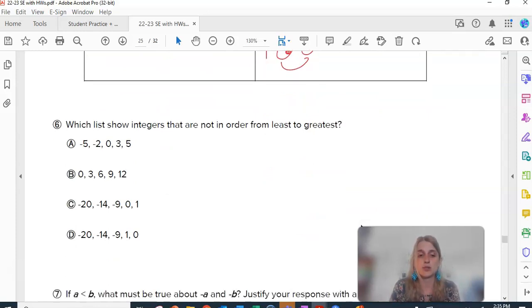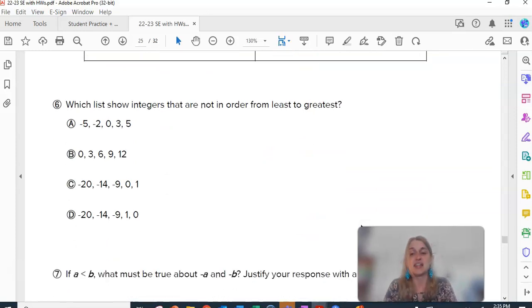Last one. Ooh, it's a multiple choice. Oh, and it's not the last one. Never mind. Next one. Which list shows integers that are not in order from least to greatest? That means that 3 of the lists are in order, and you're looking for the one where there's a mistake. So you find the mistake in that order.